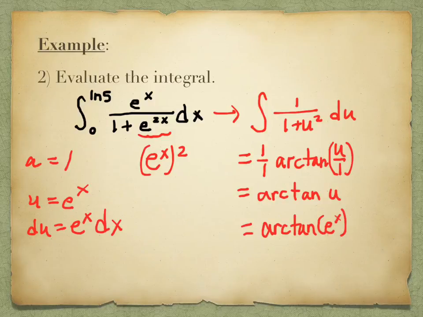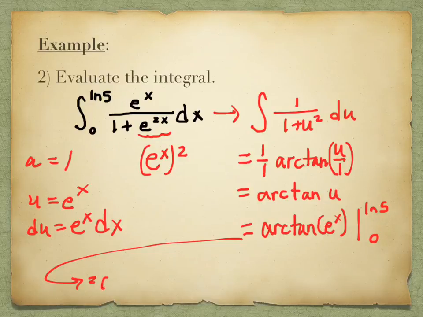right? And then I can evaluate that at the natural log of 5 and at 0. So I'm going to come back over here to do that. So this is the arctangent of what? Which one do I plug in first? The natural log of 5, the one that's on top.